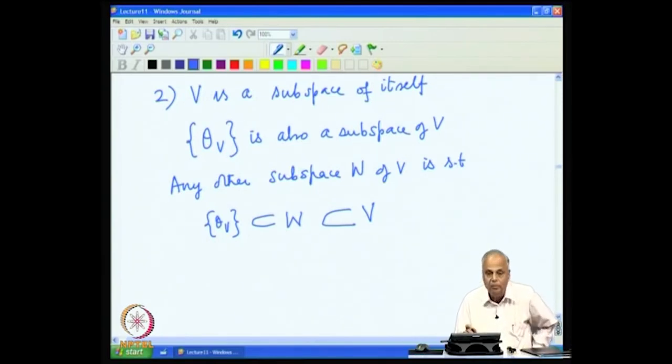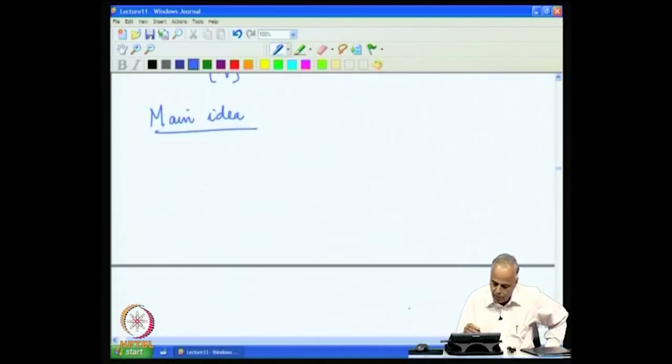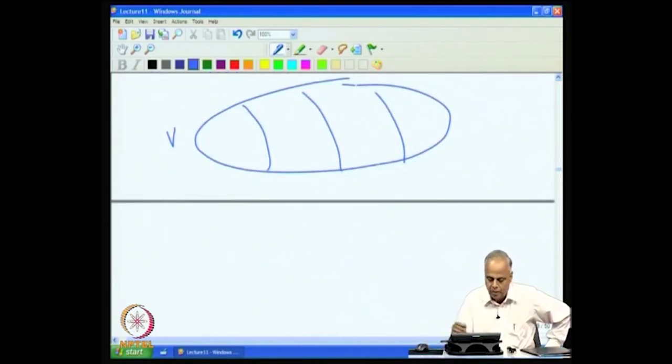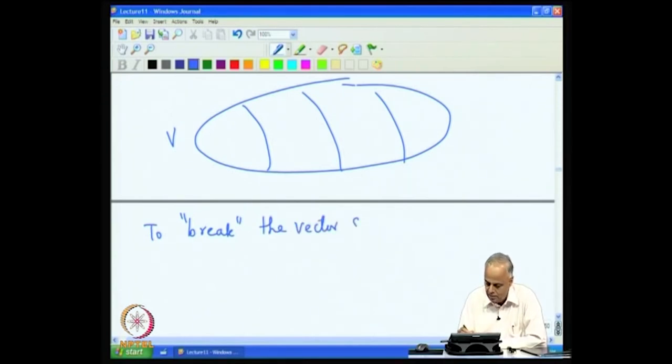Now, what we want is somewhere in between; anything interesting will be in between. So, the main idea in analyzing a problem in vector spaces is that you take the full vector space V and try to chop it into small subspaces. So, our idea will be to break or decompose the vector space V into smaller subspaces in such a way.